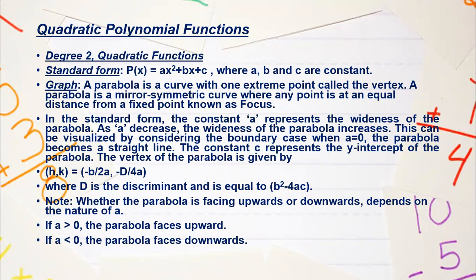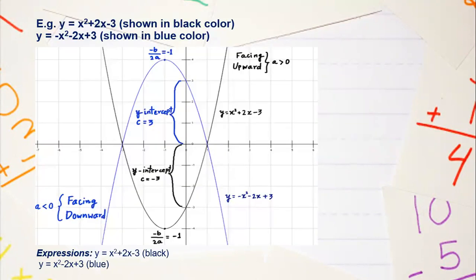Note that whether the parabola is facing upwards or downwards depends on the nature of a. We have discussed it in the last video as well. When a is greater than 0, the parabola faces upward, and when a is smaller than 0, the parabola faces downward. It's just like positive and negative signs: if positive, then upward; negative, then downward. We have a graph here. The black graph is of y = x^2 + 2x - 3, and the blue one is just the opposite of that, y = -x^2 - 2x + 3.